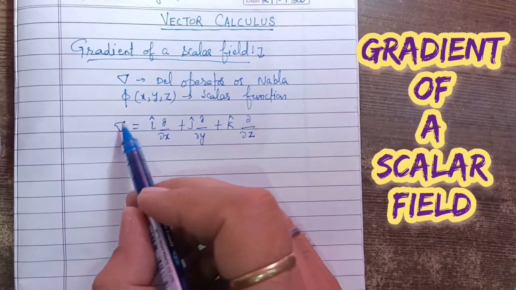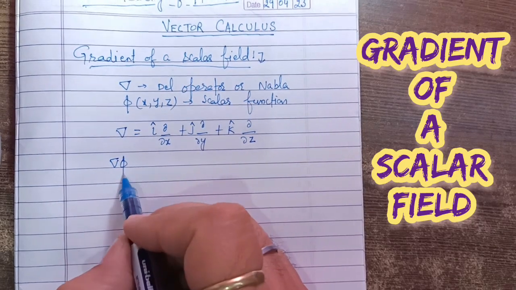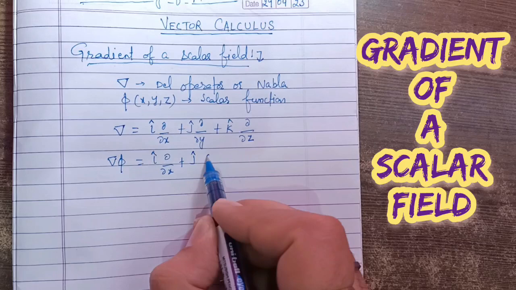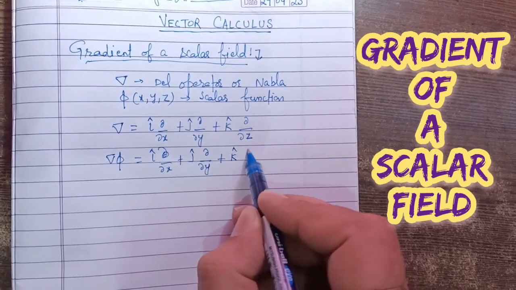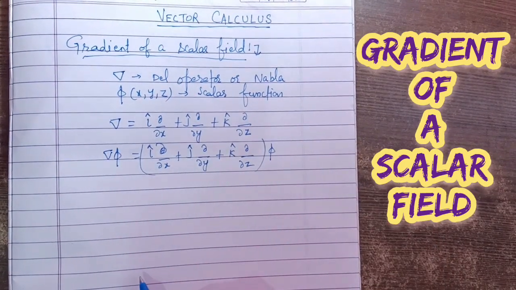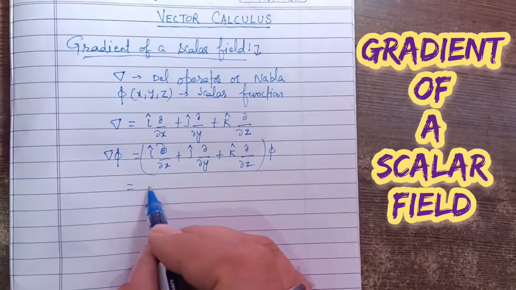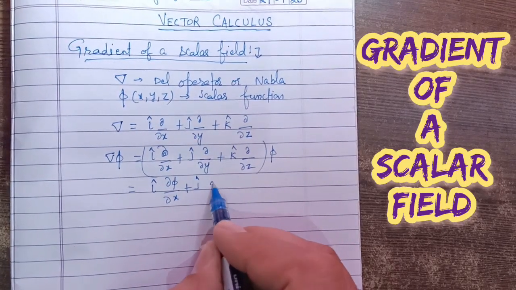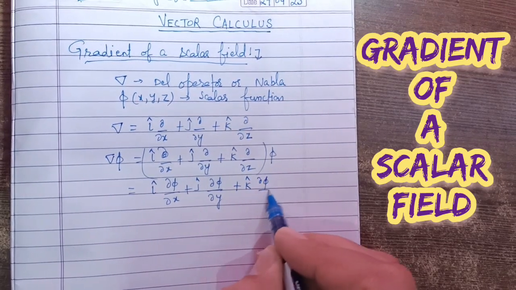So if we operate this del on this scalar function phi, so what we are getting, del phi is equal to i cap del by del x plus j cap del upon del y plus k cap del by del z of this phi. So in short we are writing this phi x y z is only phi. So what we are getting here, it is i cap del phi by del x plus j cap del phi by del y plus k cap del phi by del z.